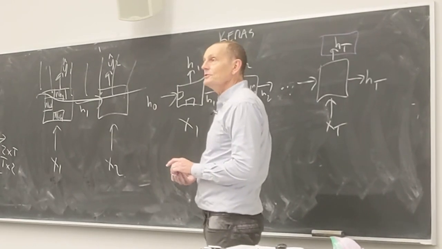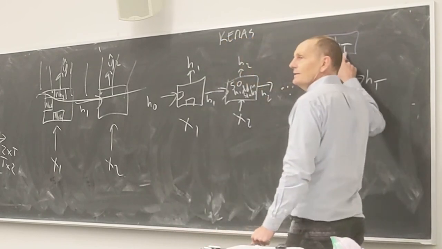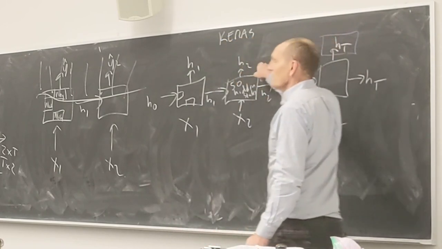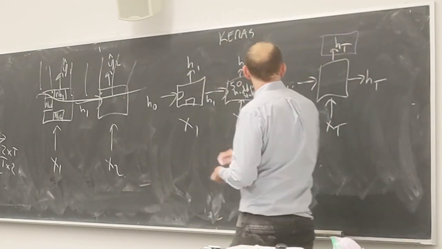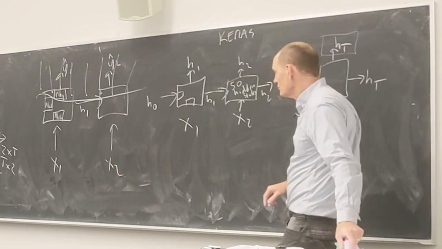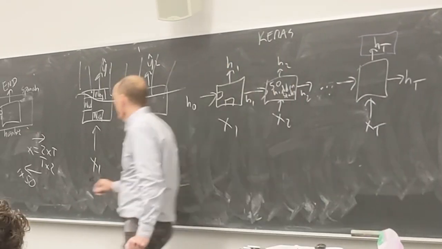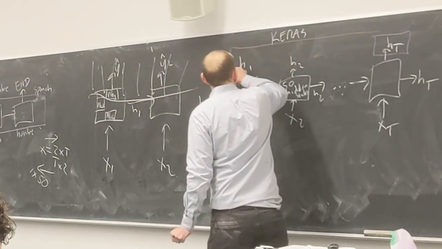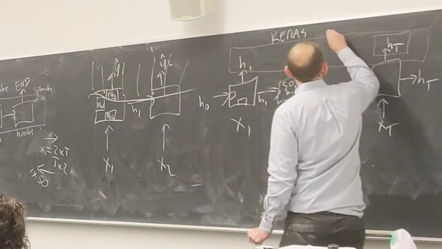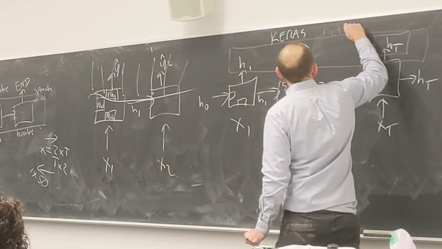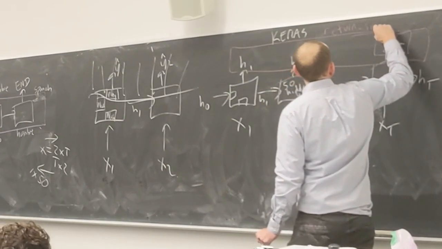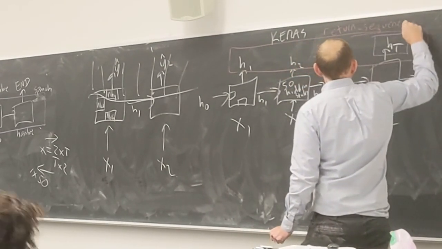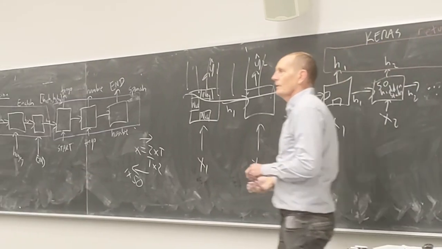But in Keras, you can also say, I don't just want this one. I want all of them. All right. So you can choose to get all of them. And this is where you say return sequences when you're initializing. So you'll say, I want all of them.